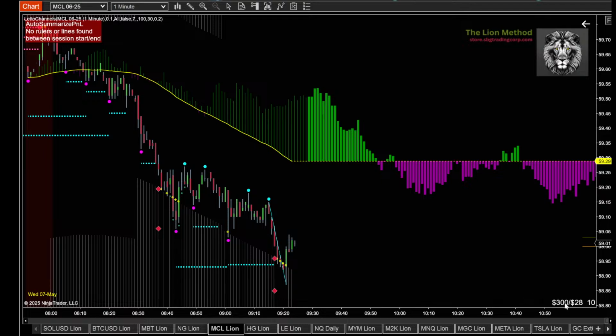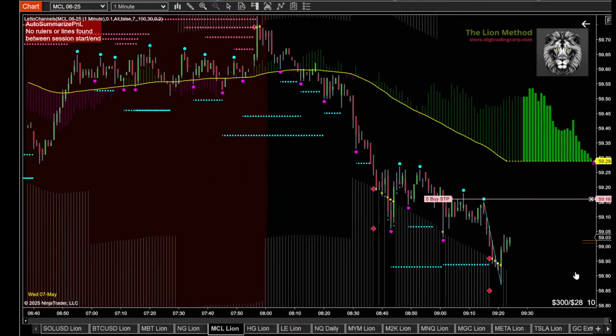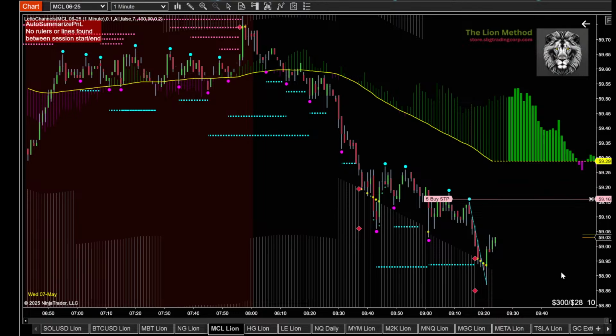I'm going to risk half of that. I would risk $150 on this trade. So instead of 10 contracts, I'm going to do 5. And I'll put the buy entry at a stop market right there at that blue level, right? And then we're going to see how it goes.